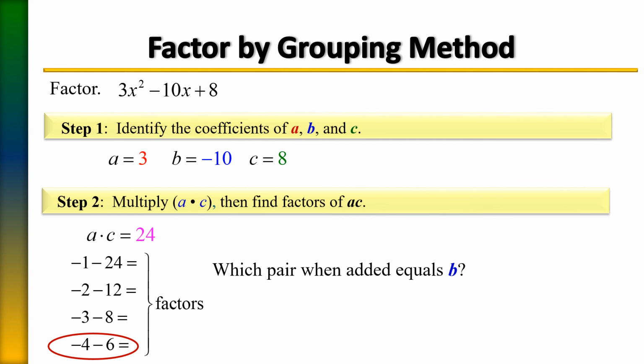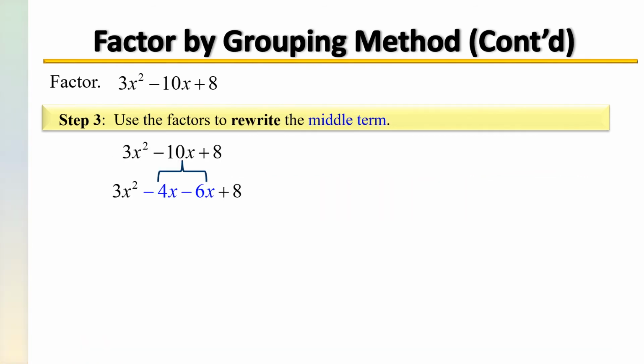How are we going to get those 4 terms? Well, what we're going to do is split up our middle term. So right now our middle term is negative 10x. So keep that in mind. If we split up that middle term, negative 10x, because negative 4 combined with negative 6, when you add those two numbers together, you will get negative 10x. So once you split up that middle term, in other words, rewrite it, you now have 4 terms.